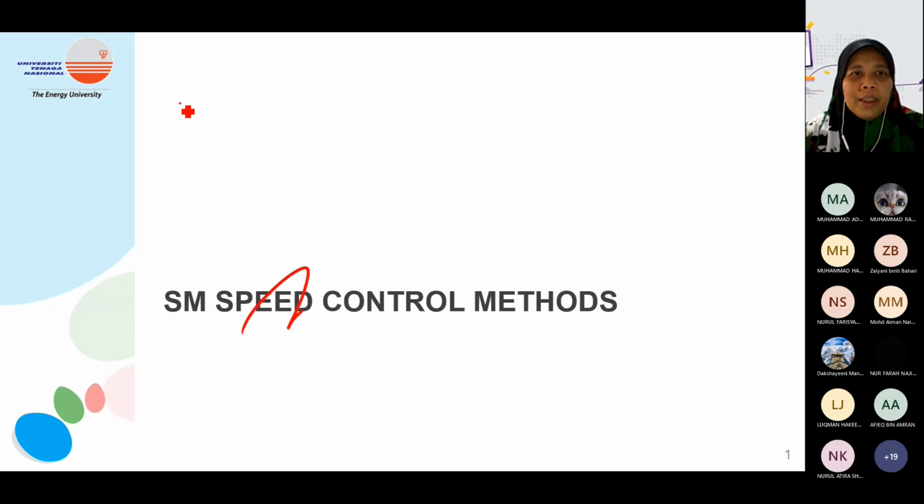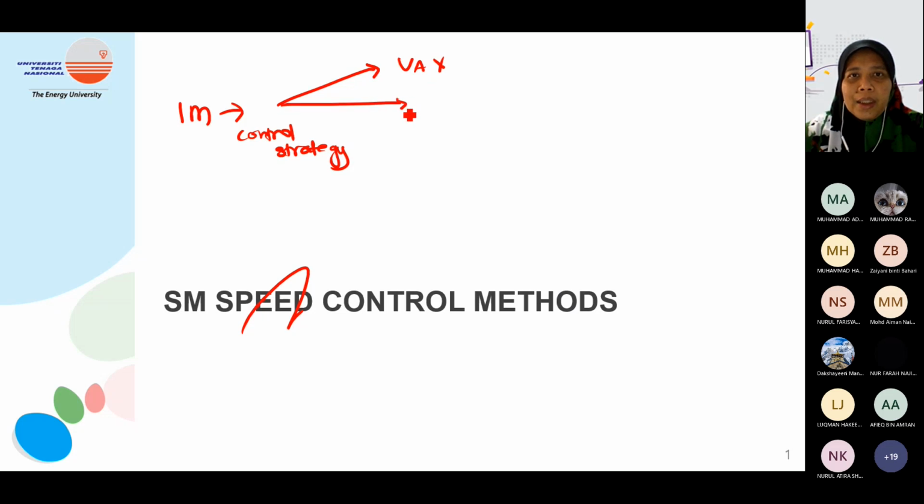Okay. So in induction motor, kita dah belajar the control strategy. How many types do you have? Actually you have 3 types. Okay, you ada VA tapi ini jarang diguna. Okay, you ada the second one is constant V over F. Okay, then the third one you ada variable frequency constant voltage control.